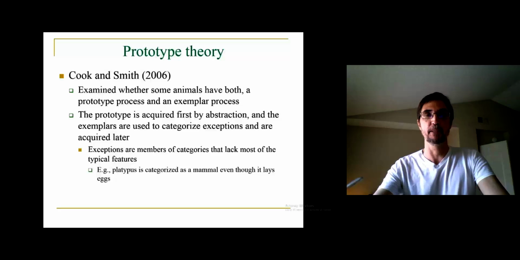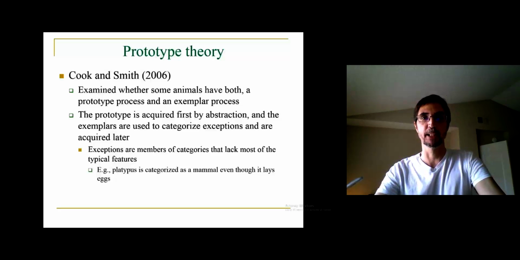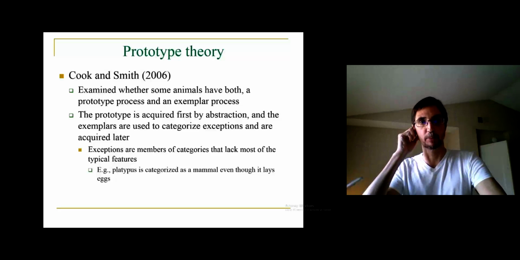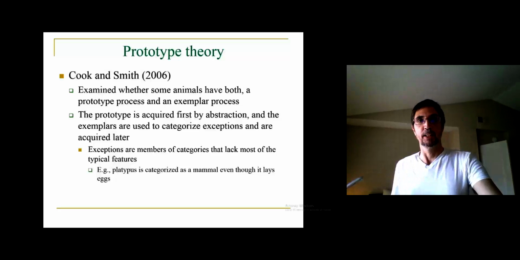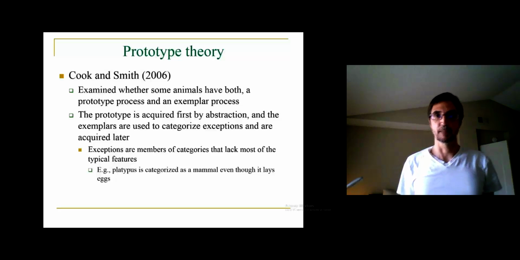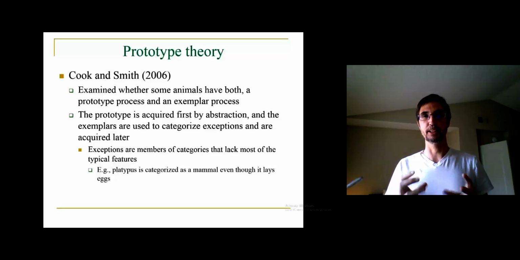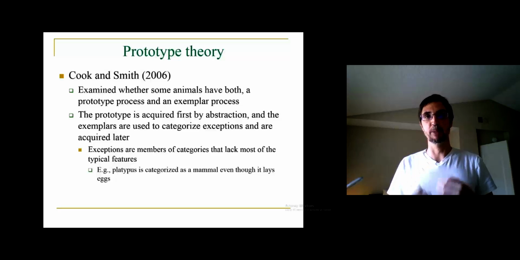So I want to end by discussing an experiment by Cook and Smith. And they examined whether some animals, at least, have both a prototype process and an exemplar process. And they hypothesized that certain animals acquire prototypes early on, right, these abstractions of features, and then exemplars are acquired later, and they are used to categorize exceptions to the rule, exceptions to the category.